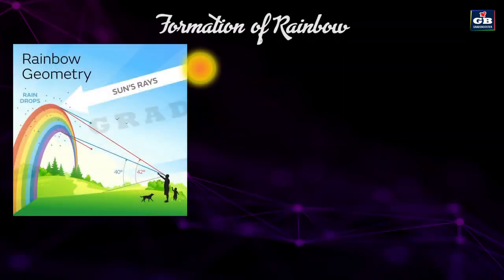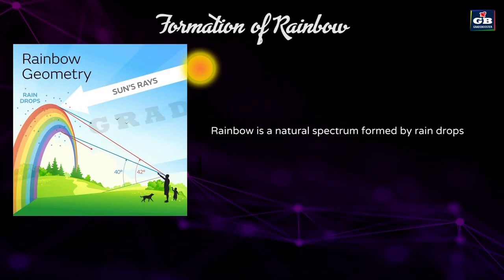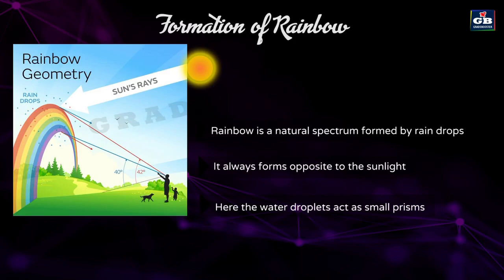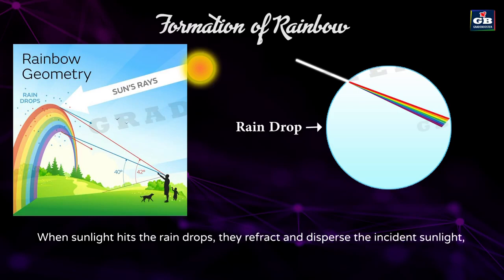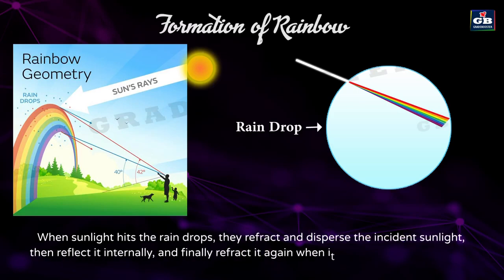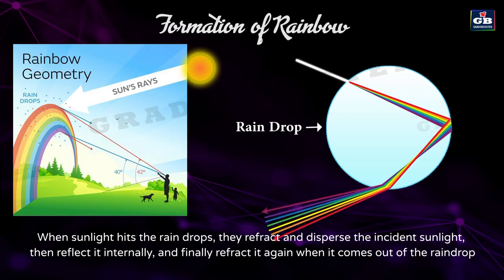Now let's see the rainbow. A rainbow is a natural spectrum formed by raindrops. It always forms opposite to the sunlight. Here the water droplets act as small prisms. When sunlight hits the raindrops, they refract and disperse the incident sunlight. Then they reflect it internally and finally refract it again when it comes out of the raindrop.